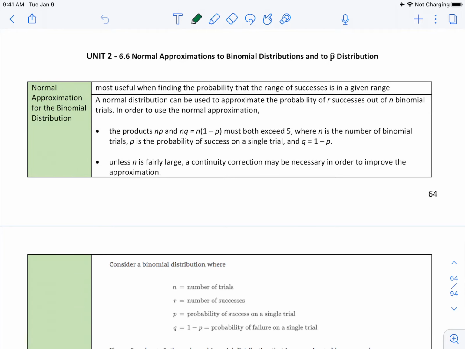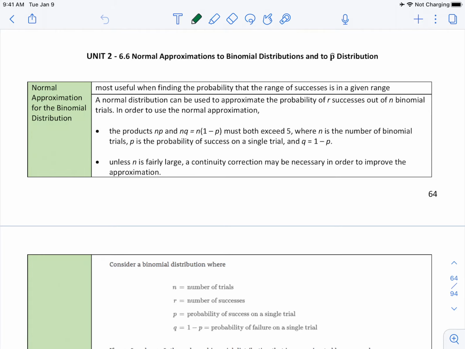Everyone, today we're doing notes for 6.6, normal approximations to binomial distributions and to the p-hat distribution. Normal approximation for the binomial distribution. It's most useful when finding the probability that the number of successes is in a given range. A normal distribution can be used to approximate the probability of r successes out of n binomial trials.